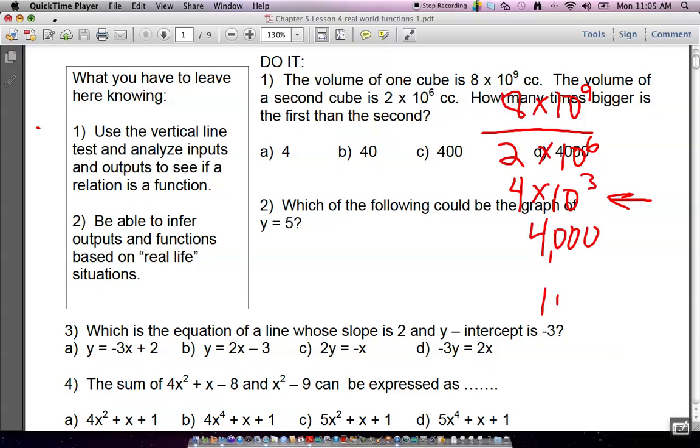You with me on that? 10 to the 3rd is not 10 times 3. 10 to the 3rd is 10 times 10 times 10. Okay? Any other questions? Are we good? Gabby, Arlene, we're looking good?